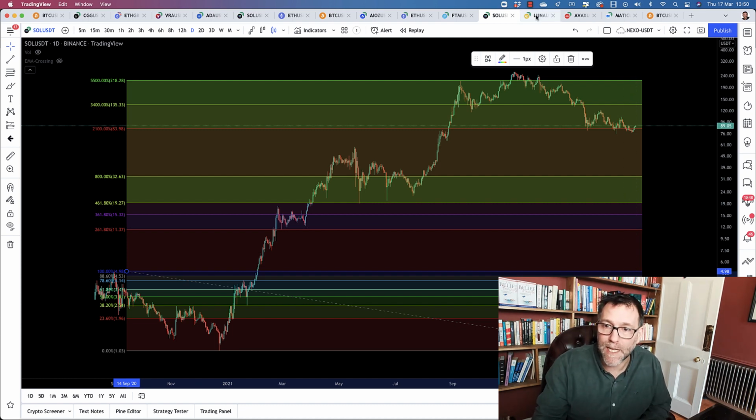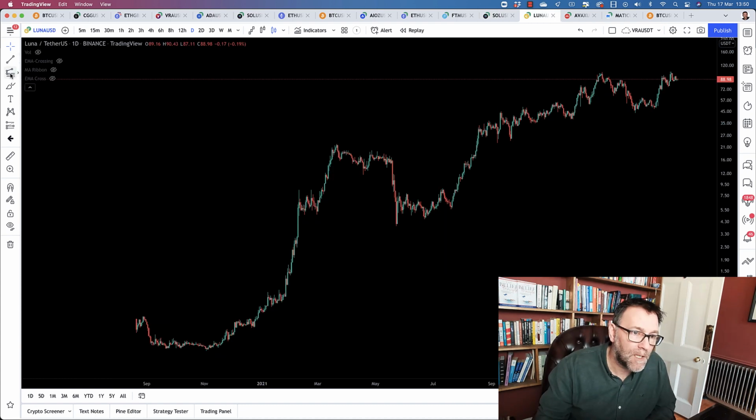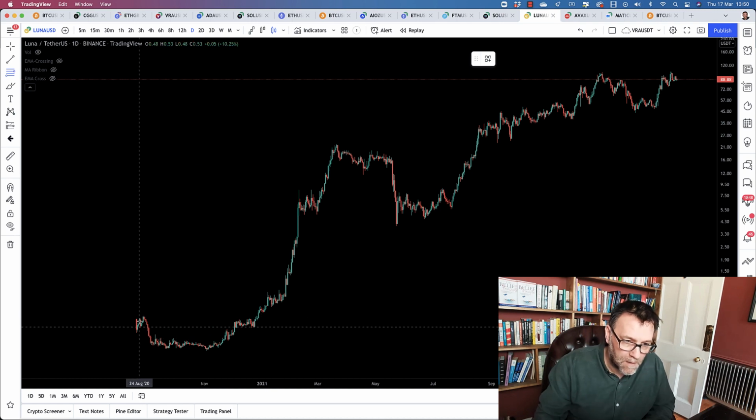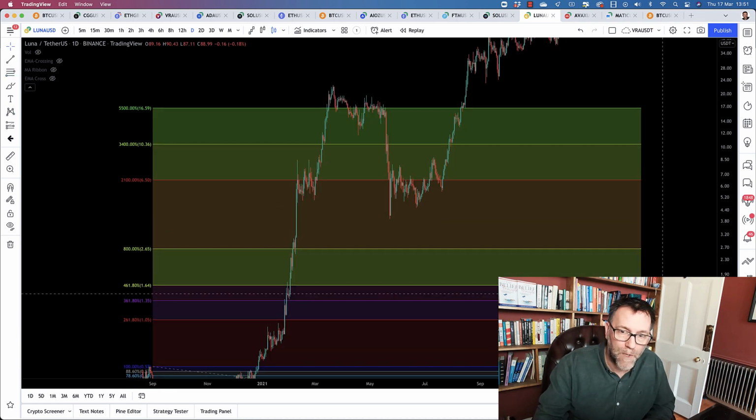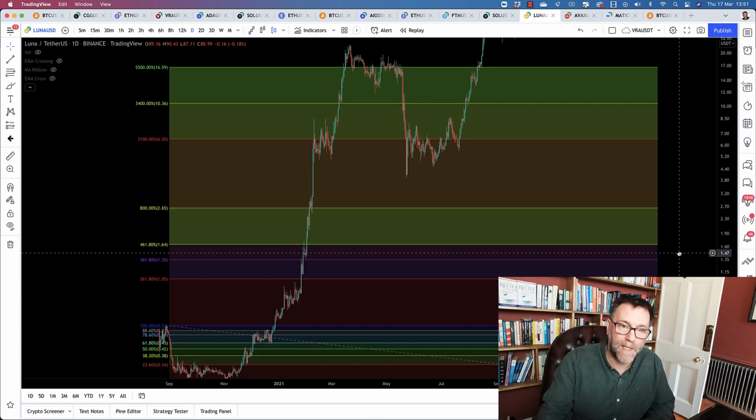So we're going to do the same with Luna. So Fibonacci retracement, put it there, and we can see this also surpassed the 55 level.